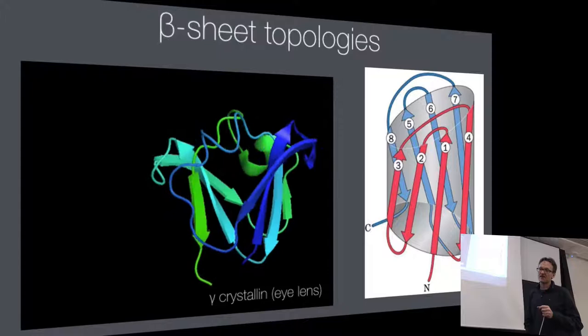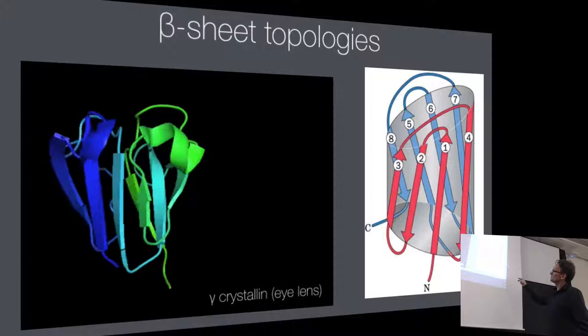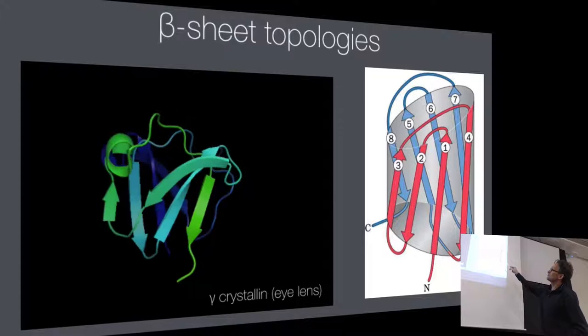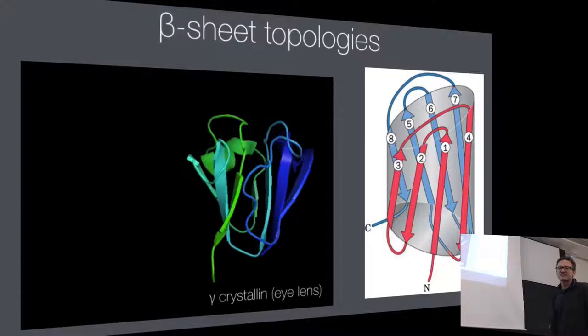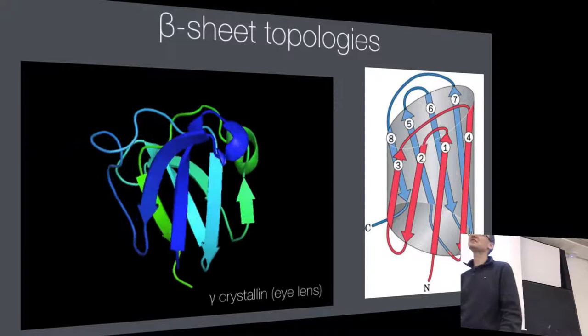Do you see the pattern here? So that I have a small loop that goes in one direction and then a long loop that goes in the other. Here too, I have a small loop that goes in one direction and a long loop that goes in the other. This was discovered by Jane Richardson in 1977, and it's called the Greek key.